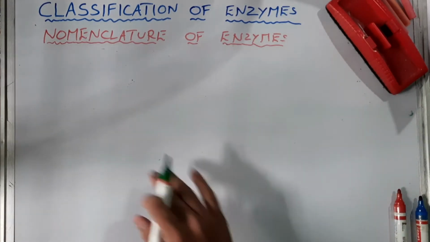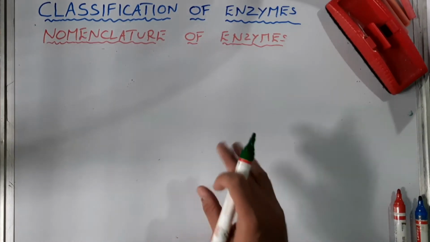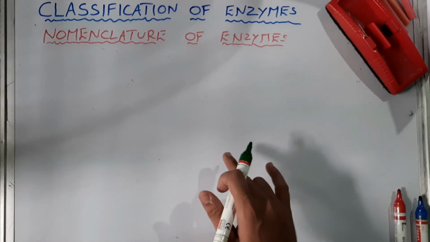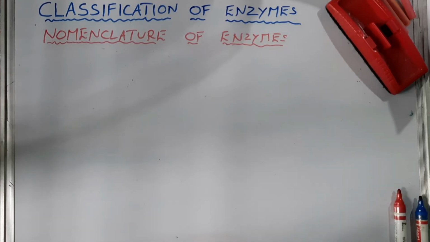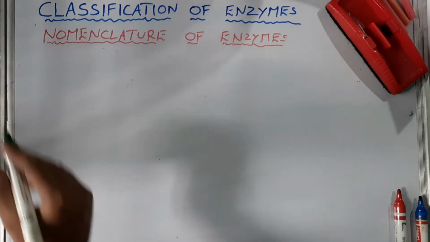Then nomenclature of enzymes means giving a name to the enzymes based on the function they do. In a living organism, based on what kind of function it does, the naming of the enzyme is done. That is the procedure of nomenclature. So let me just write.